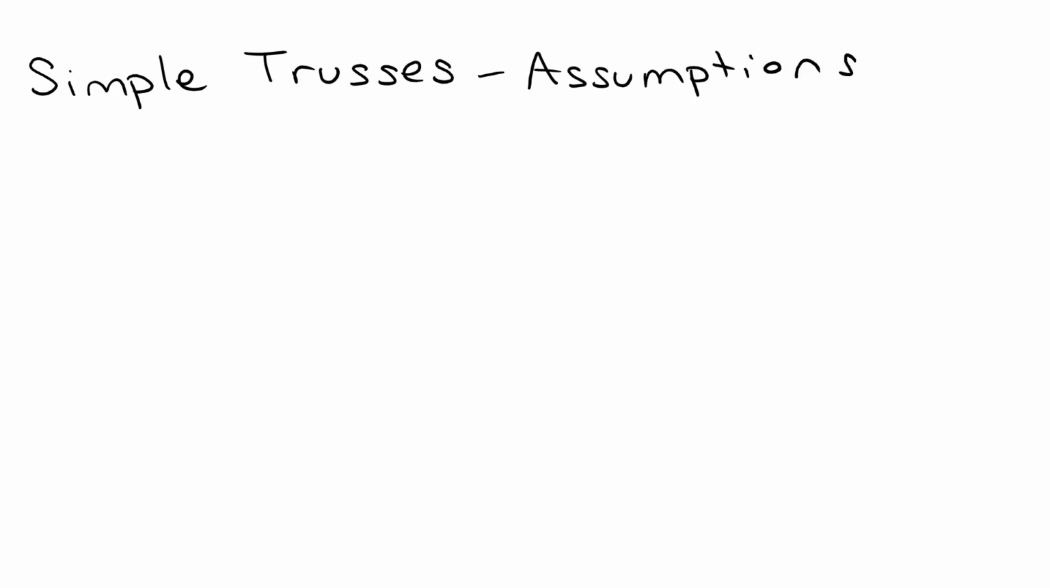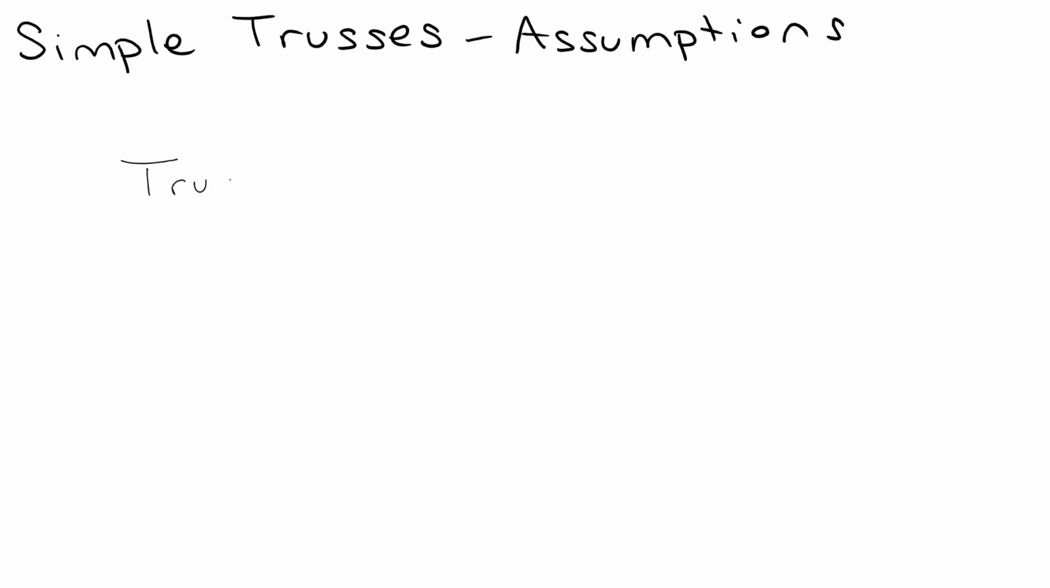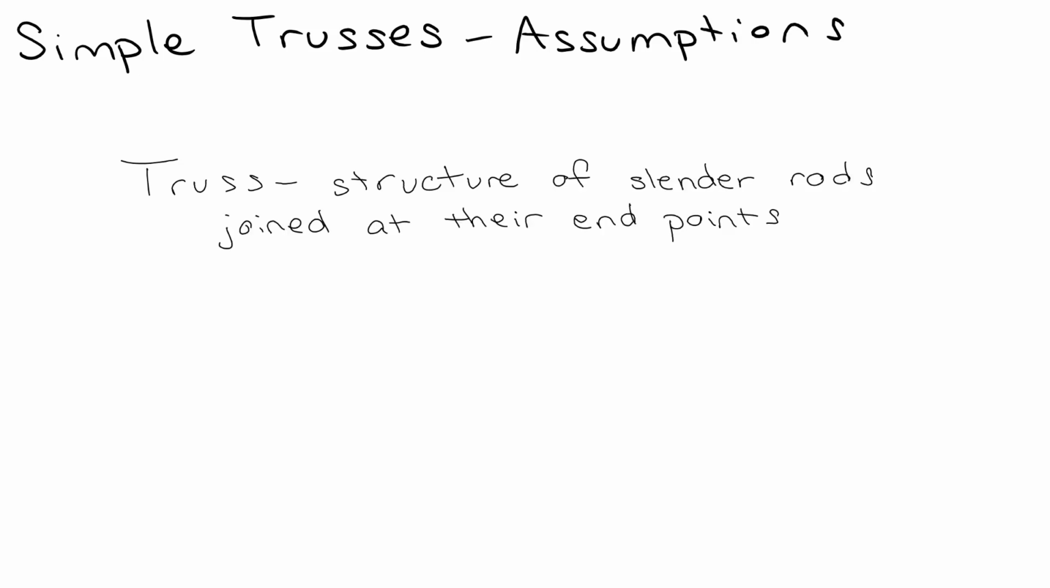When we're talking about a truss, we're talking about a structure of slender rods joined at their endpoints. So specifically just joined at their endpoints, and that's kind of what makes what we're going to do in a minute, called method of joints, actually possible.